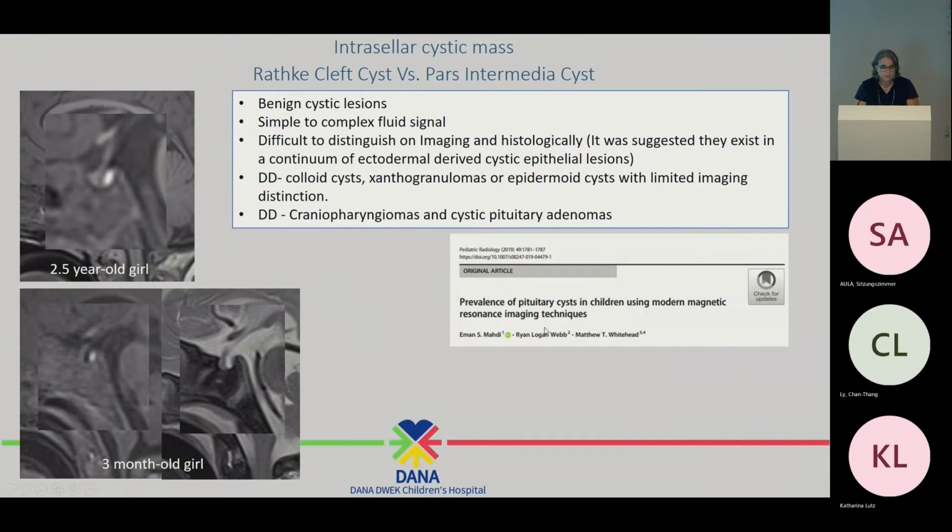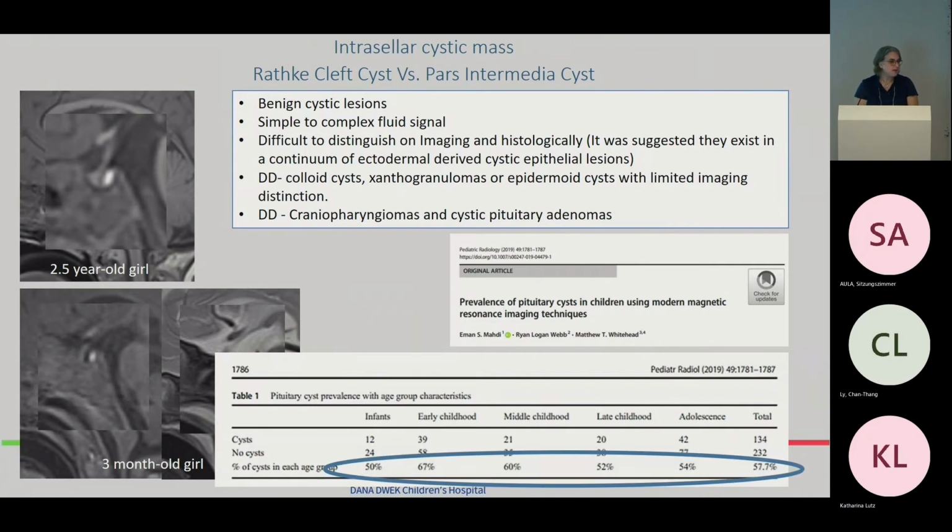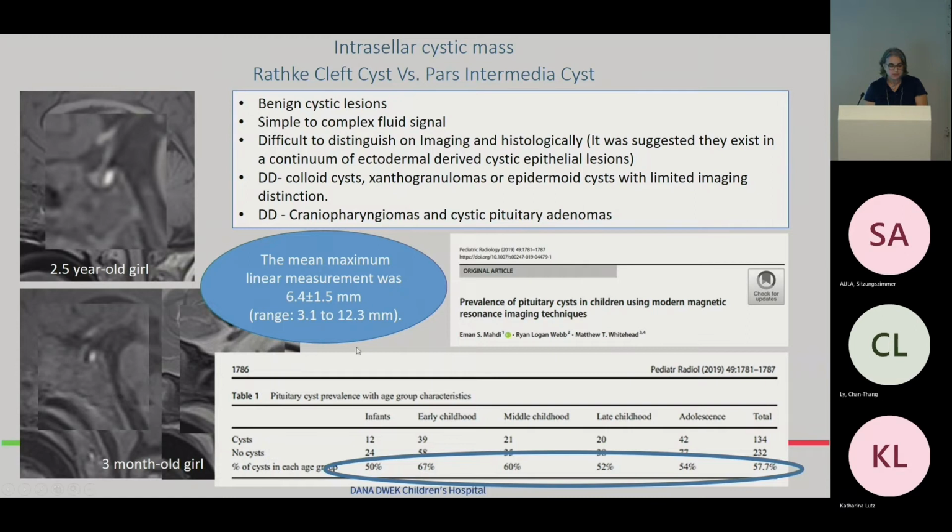This is work that was published in 2019, and they looked at the prevalence of these cystic structures in modern day MRI and found that it can be very high, up to 60% of normal kids having a brain MRI. Normal, I mean no endocrinopathies, no symptoms related to the sella region, can have small cystic structures. They found the maximum linear measurement to be somewhere between 3 to 12 millimeters. One of the important things was that the shortest axis was always in the anterior-posterior plane, which can be helpful in our assessment.